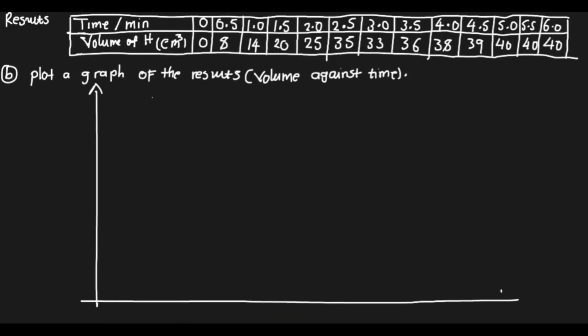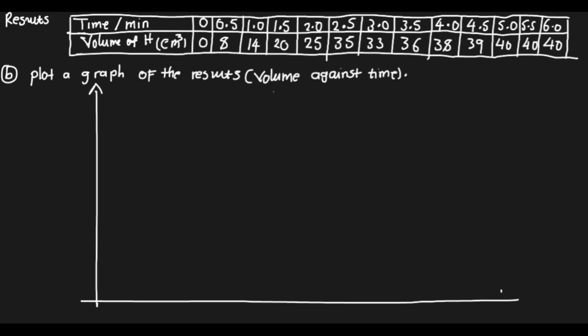Okay, so now we move on to question B. So we have the results, time in minutes, then the volume of hydrogen. When the time was 0, no volume was produced; at 0.5, we have 80 cubic; at 1.0, 14, up to 40 here. So the question is, we want to plot a graph of the results, volume against time.